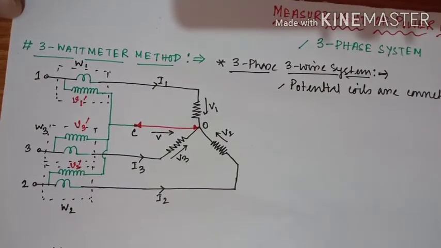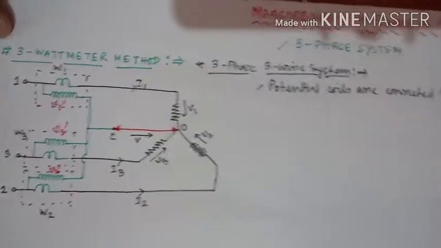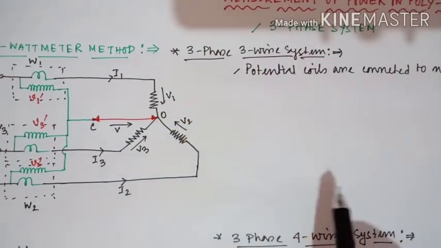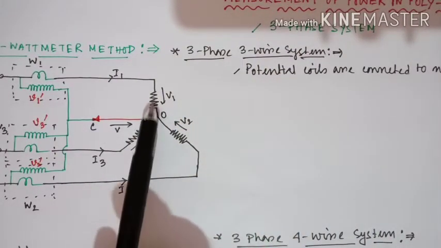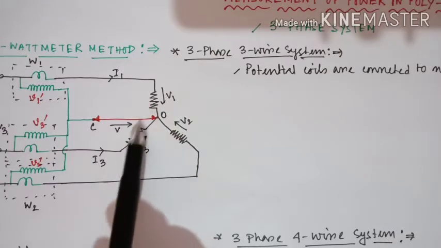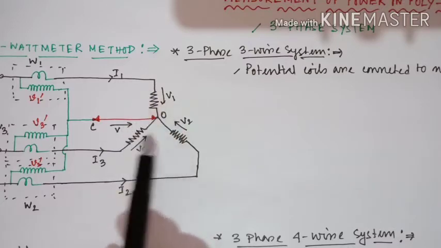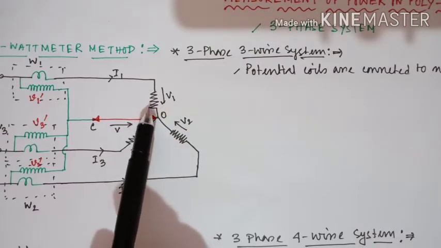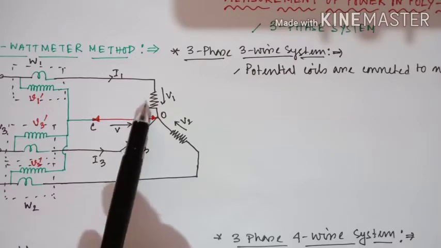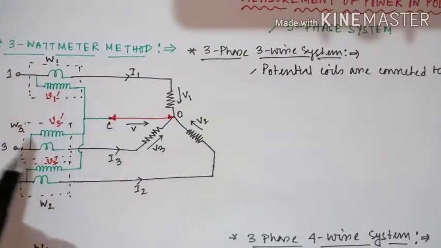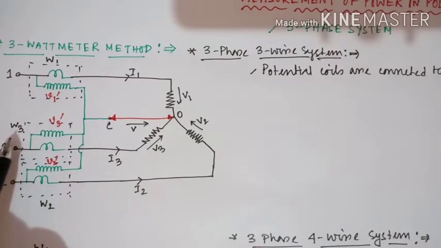So the first diagram that you can find here is basically a three-phase, three-wire system. So you can find this is a star connected load where three different loads are there, and we can consider the system as a balanced one. Now to measure the power consumed by these three different loads, we have connected three different wattmeters. So this W1, W2 and W3 represent three different wattmeters.